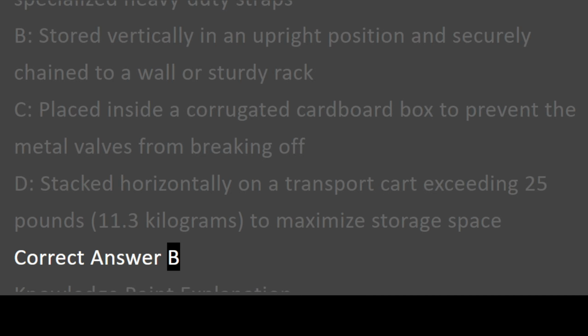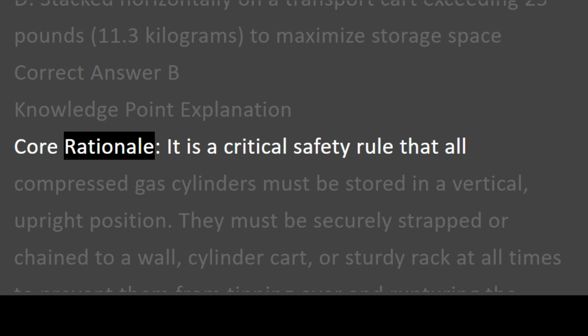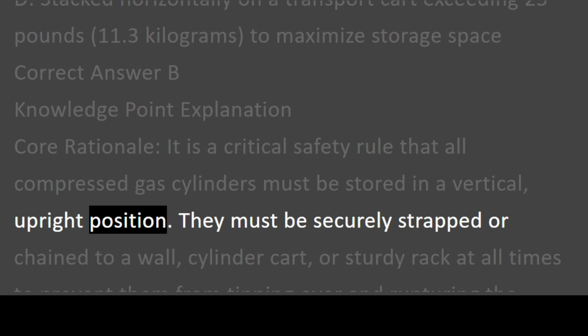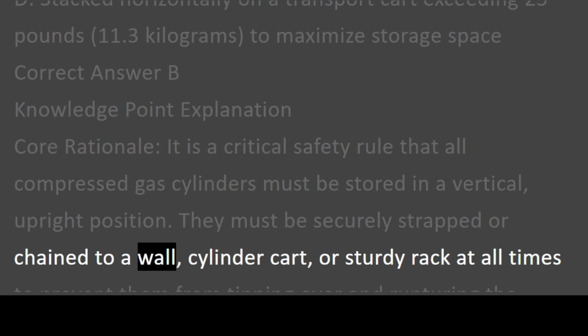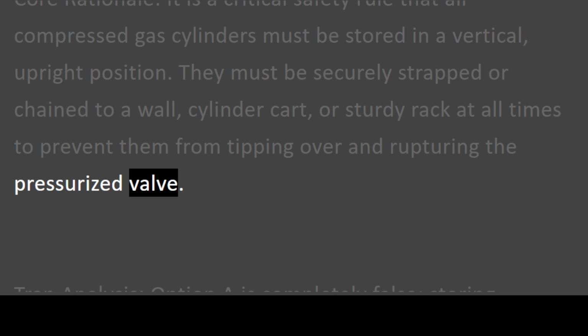Correct answer B. Knowledge point explanation. Core rationale. It is a critical safety rule that all compressed gas cylinders must be stored in a vertical, upright position. They must be securely strapped or chained to a wall, cylinder cart, or sturdy rack at all times to prevent them from tipping over and rupturing the pressurized valve.